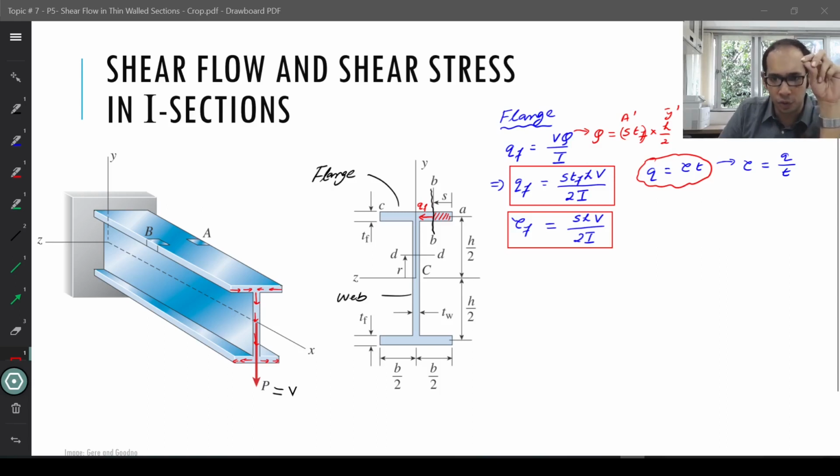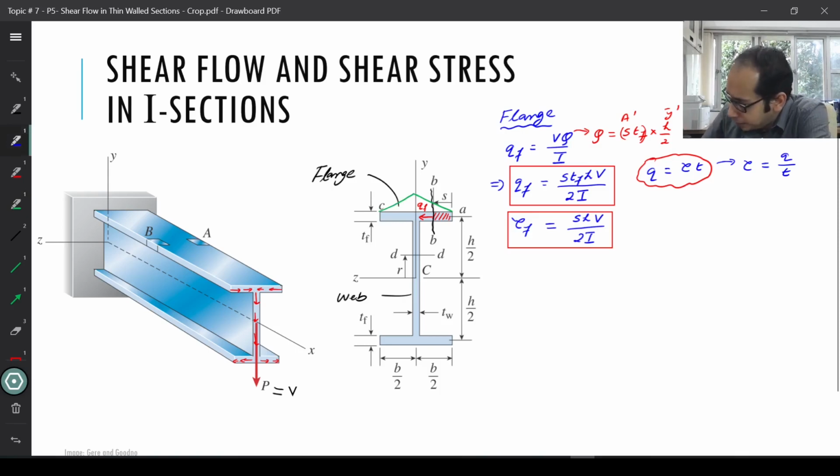So if you have to draw the magnitude of q or magnitude of tau, let me try to roughly mark it. It is going to go from 0 at this edge to a maximum value over here. This is just the magnitude, not the representation of the direction. Similarly, for the other side, you are going to have a 0 over here, and it is going to peak up to something over here. Now let's come to the web.